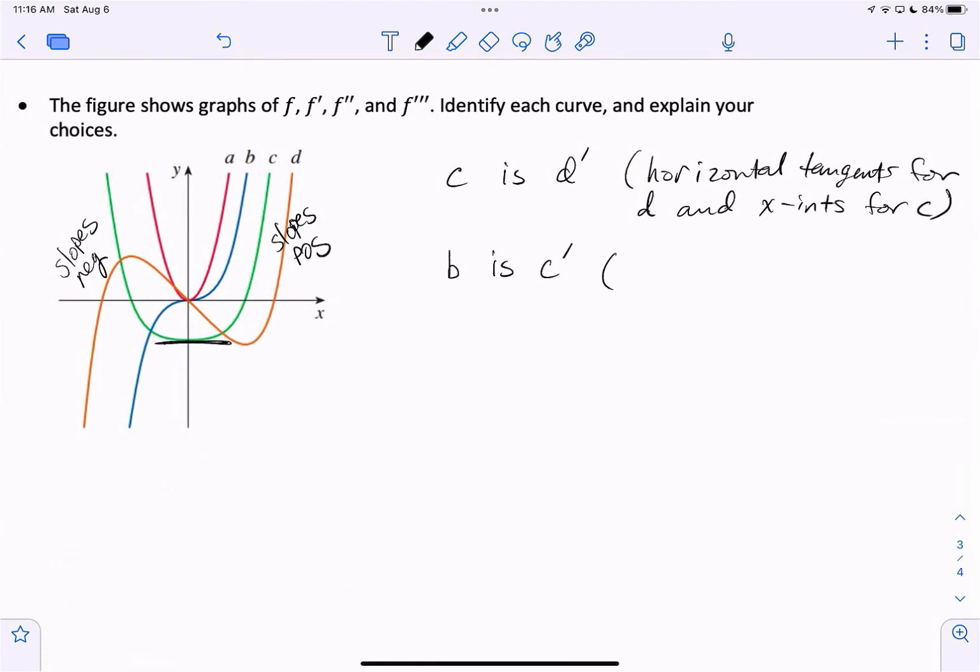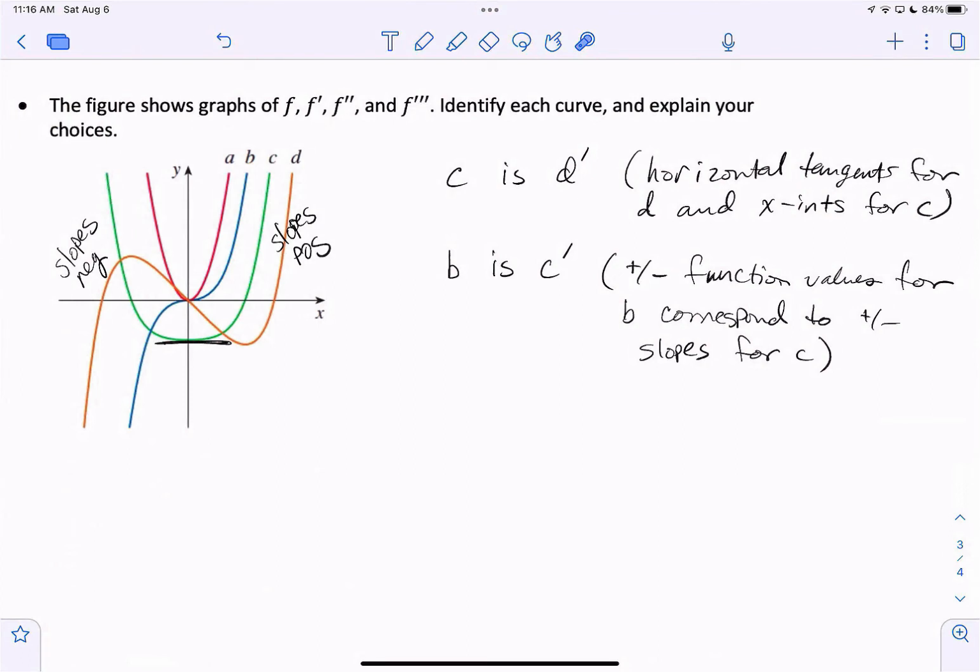And here I'll make that statement about, so positive and negative function values for b correspond to positive and negative slopes for c. Now, this is kind of a mind job here. If b is c prime and c is d prime, then we can say that b is d double prime. I know it's kind of out there. Just stare at it for a minute, it'll make sense.